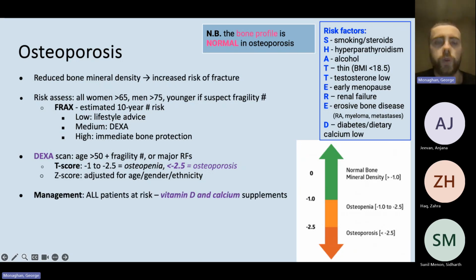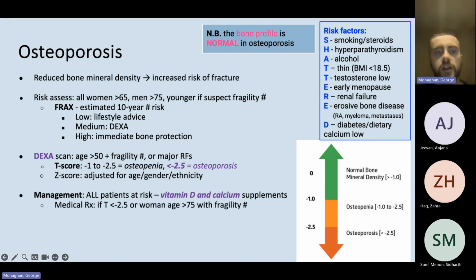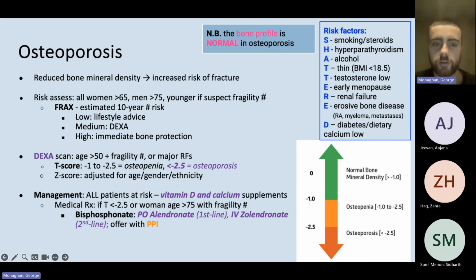So how do we manage them? All patients at risk should have vitamin D and calcium supplements. It could be something really sly in a question which points towards needing vitamin D supplementation. It could be that they're unable to leave the house or something like that, so they're not getting enough sunlight, and that's when they need vitamin D supplementation. So medical treatment, they get it if their T score is less than -2.5, or the woman is over 75 with a fragility fracture, and we give them bisphosphonates first line.